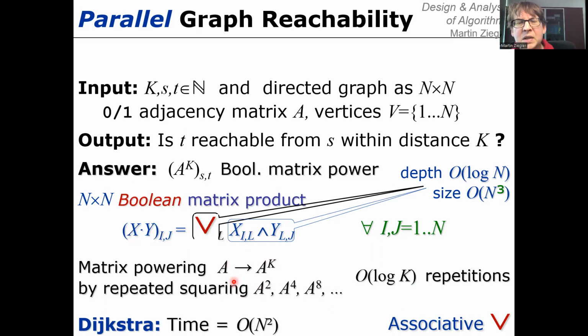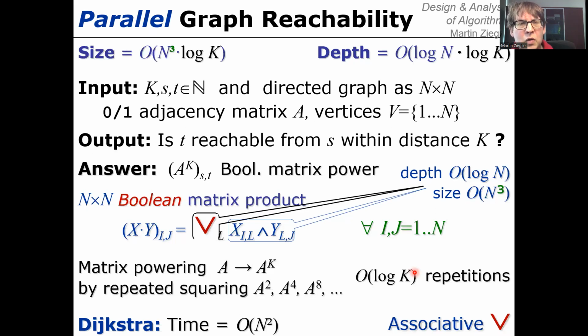This is a sequential process. Log k times we apply this repeated squaring, each time using such a circuit of logarithmic depth and cubic size, but sequentially, each one after the other, so that in the resulting circuit, the depth does grow from log n to log n times log k because of the k sequential repetitions.